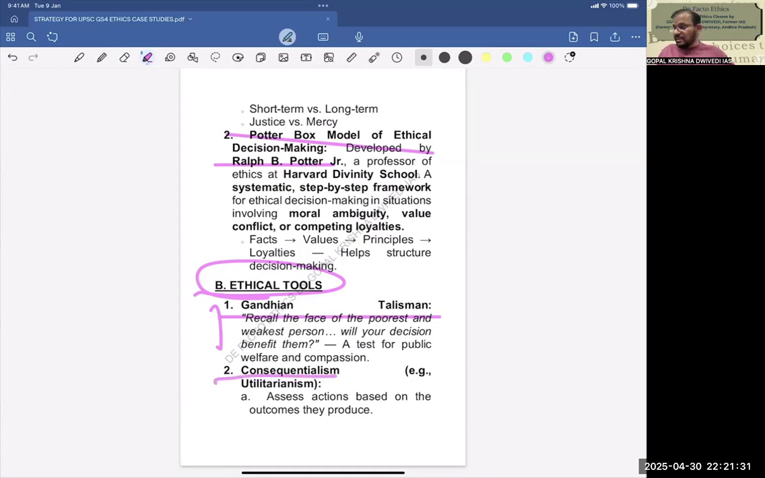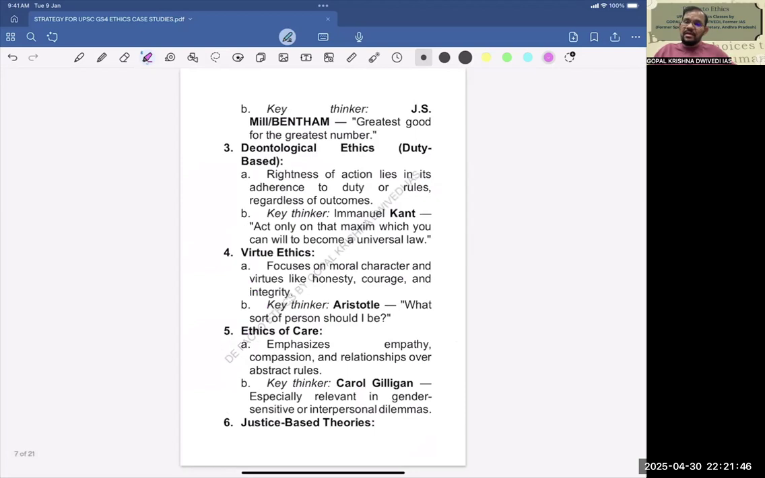Now, the second theory is consequentialism, and I just want to inform you that utilitarianism is the main consequentialism theory, which was promoted by Jeremy Bentham and J.S. Mill. We will again study this in detail in subsequent videos.